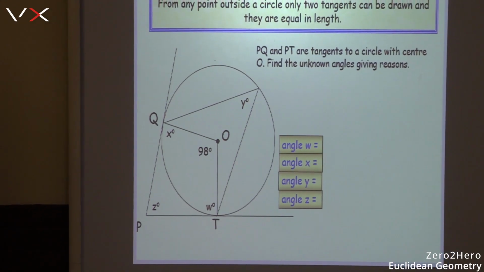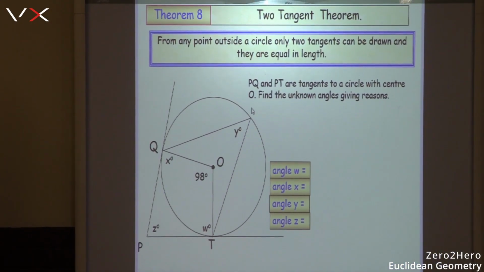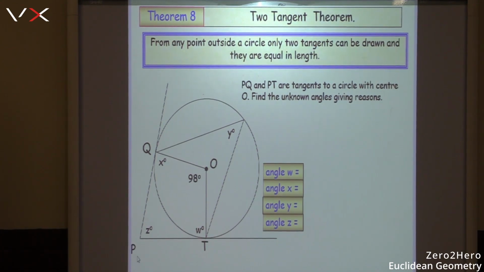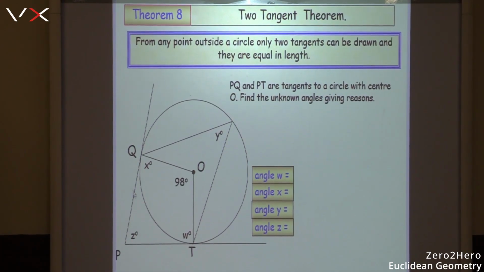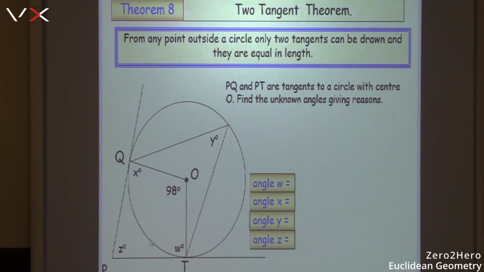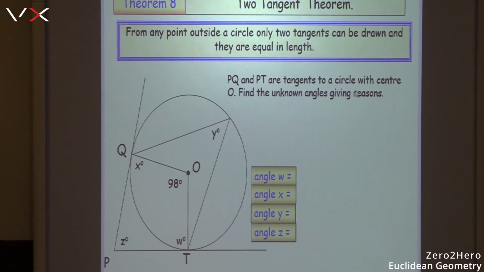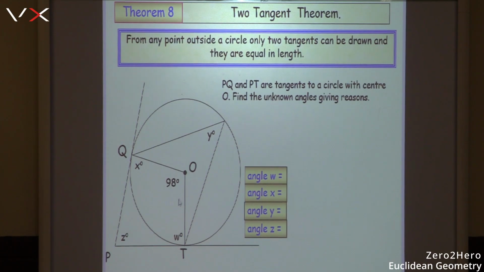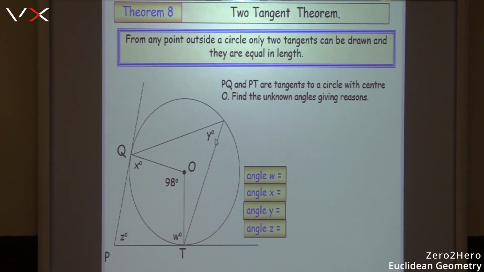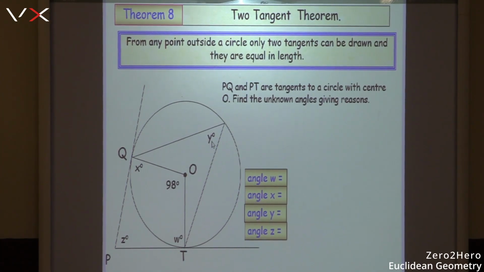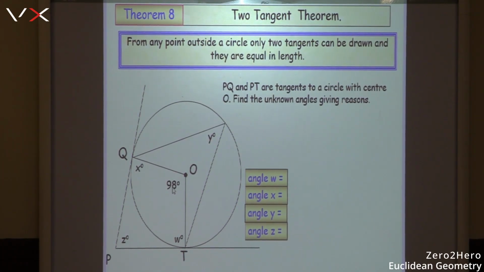Another problem, PQ and PT are tangents. These two are tangents, and they must be equal. So I know that this one is equal to this one, and there's no triangle, right? To a circle with center O, center theorem. This angle is twice that angle. This angle 98 is 2 times that one. So Y, if I'm looking for Y, I've got to divide 98 by 2 to find angle Y.